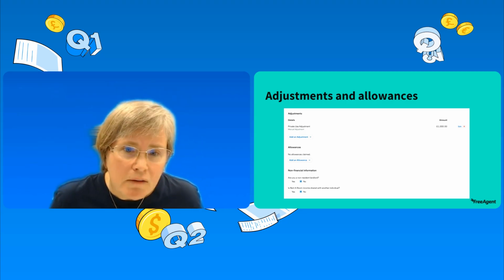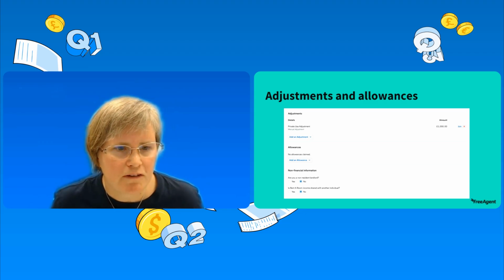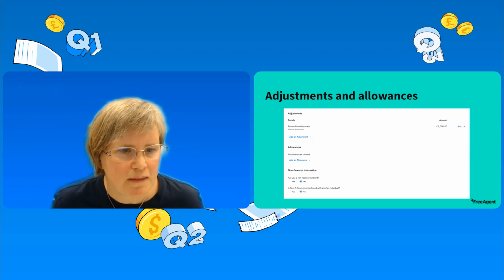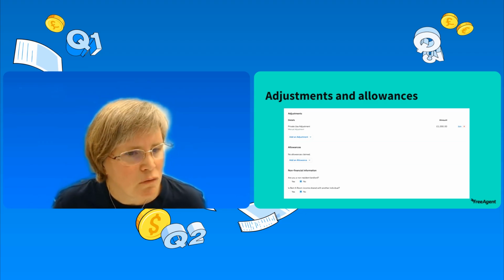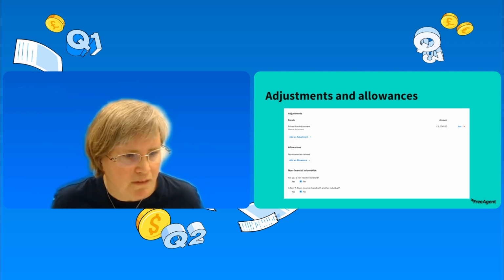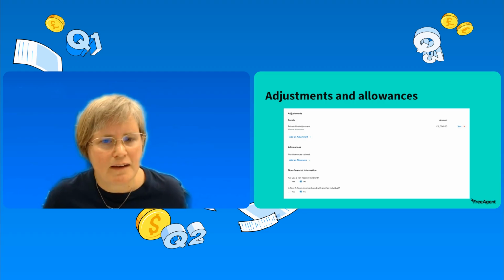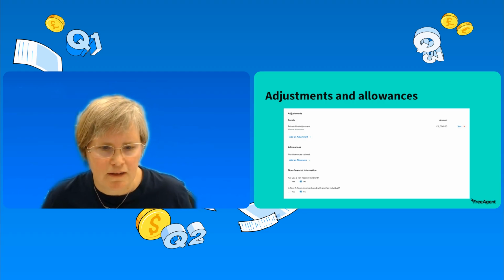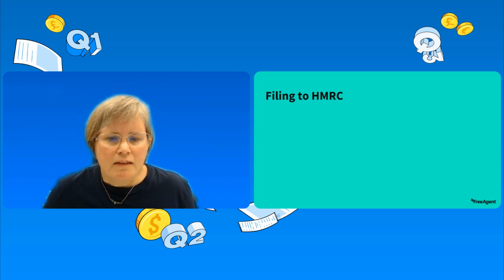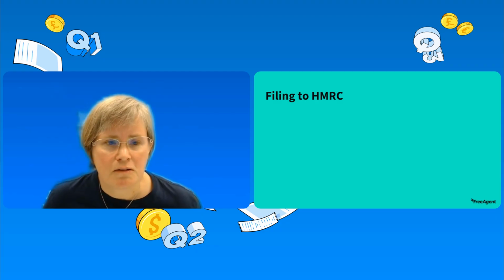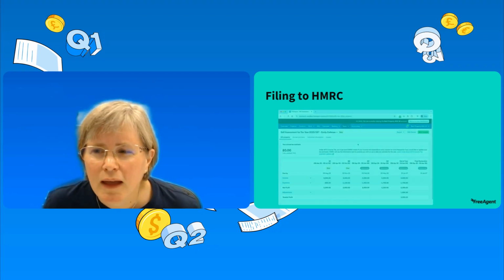But they will only go to HMRC if all the information on the page has been completed, including this bit about, for instance, is your rent or room income shared? Are you non-resident? FreeAgent will do some of them for you automatically, but others you're going to have to fill in yourself. So I've now got a short video to show you so you can see what it looks like to file a quarterly update to HMRC.